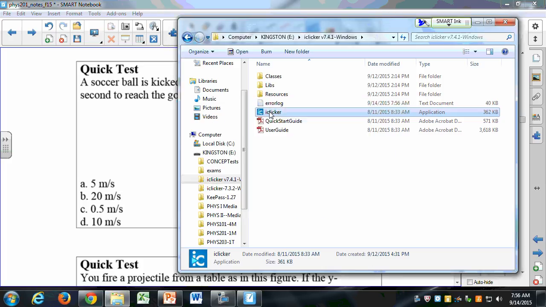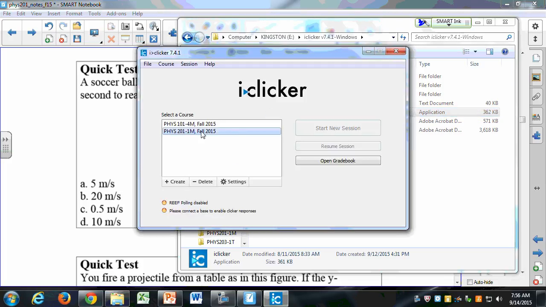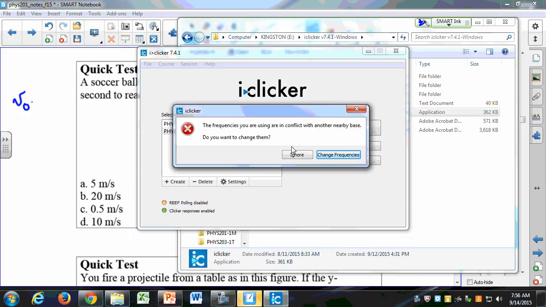Here you're looking for V naught. I just want to remind you that V naught x is equal to V naught cosine theta, and V naught y is equal to V naught sine theta.